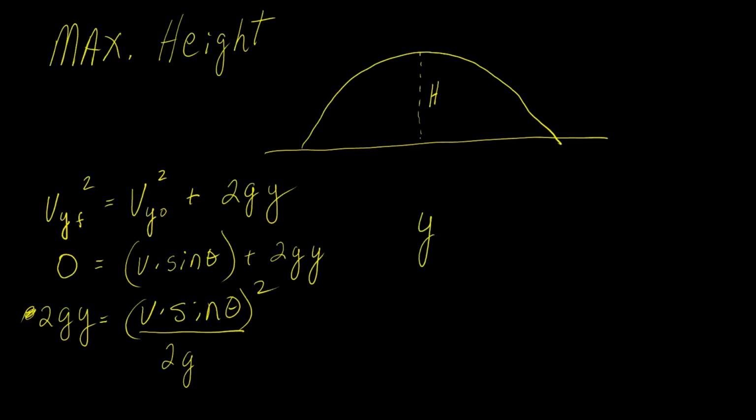The maximum height, or y, is equal to V times the sine of theta squared divided by 2G.